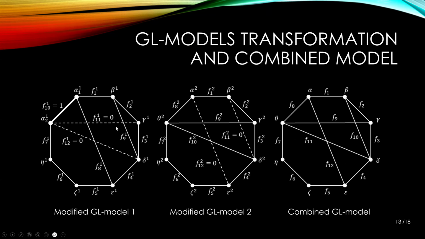Both models can be transformed in the presented way to obtain a common graph structure. This is modified model 1, and here is modified model 2, with some vertices split by adding some edges and so on. We can do it and obtain a common structure. As a result, the combined GL model is also presented on this slide. It's presented here.